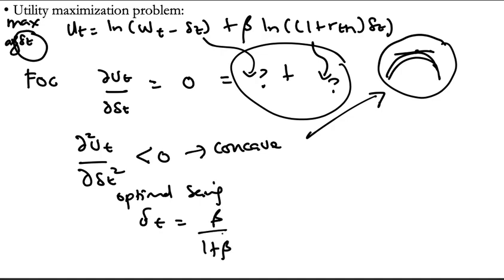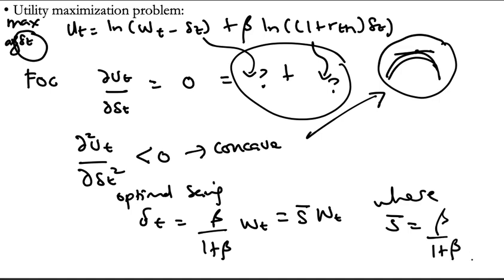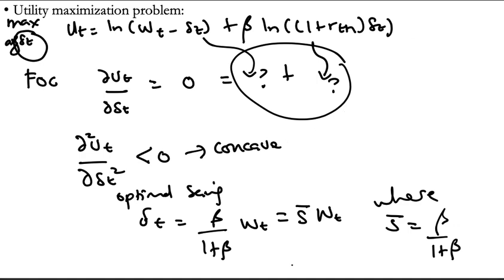So here I just show you the final answer, st equals s bar wt, where s bar is equivalent to beta over 1 plus beta. Okay? Now, if you look at this s bar, yeah, beta, we know that it is between 0 and 1.